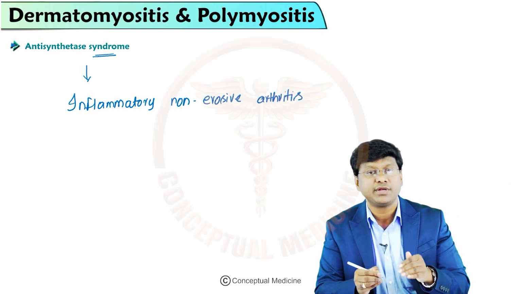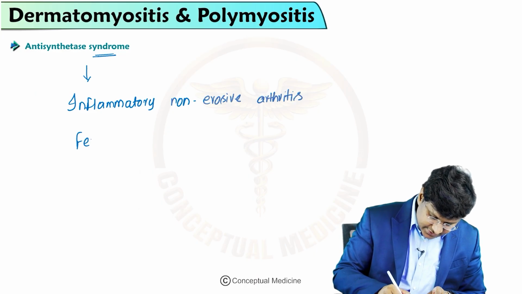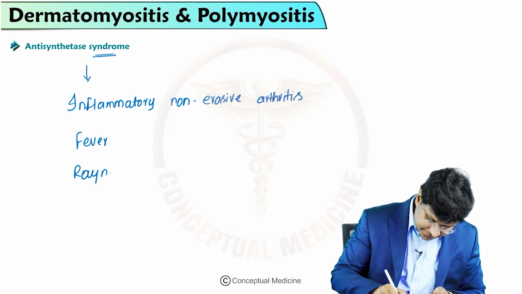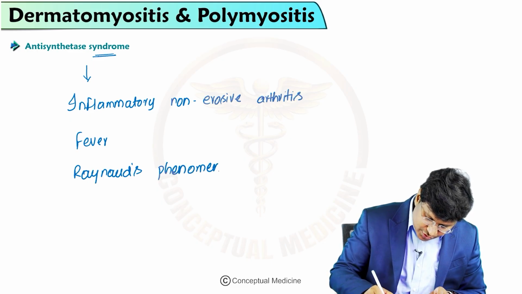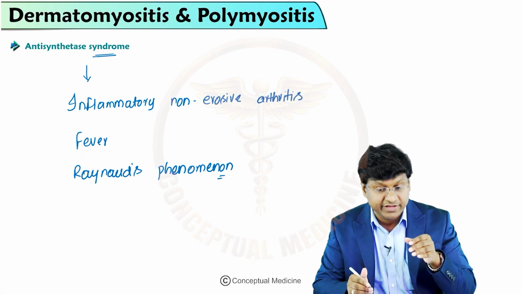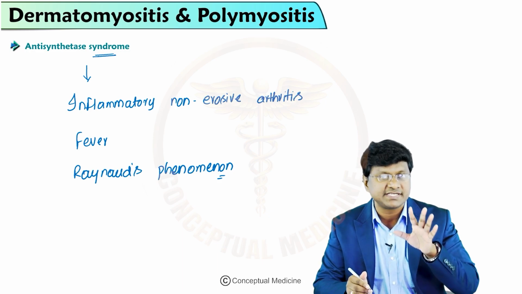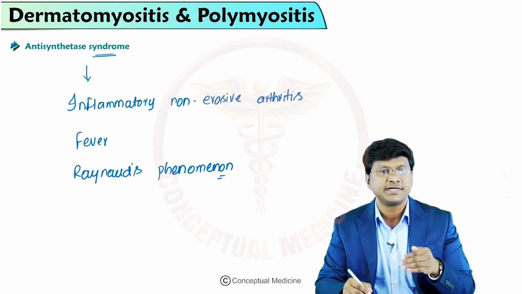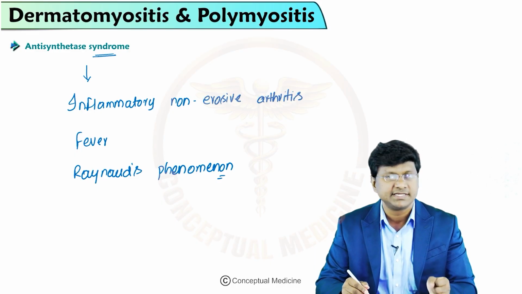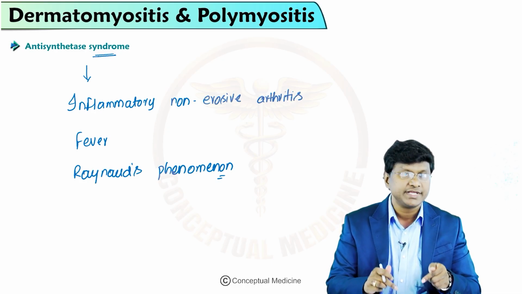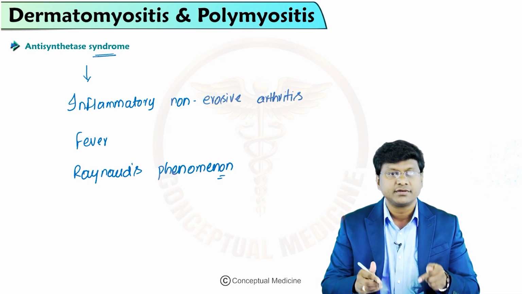Right, inflammatory non-erosive arthritis. Along with that, they have the presence of fever. They have Raynaud's phenomenon. See, in case of this Raynaud's phenomenon, these individuals' hands or extremities, whenever they are exposed to cold, they develop severe cyanosis. That is what is your Raynaud's phenomenon, right? So a subset of patients with polymyositis and dermatomyositis, they develop this anti-synthetase syndrome, right? And what are the findings in anti-synthetase syndrome? That includes inflammatory non-erosive arthritis, fever, Raynaud's phenomenon.